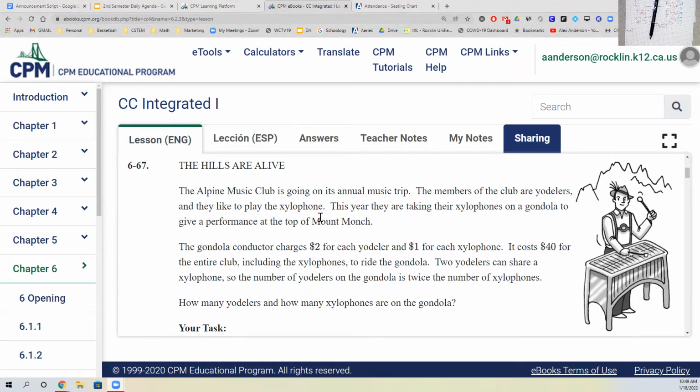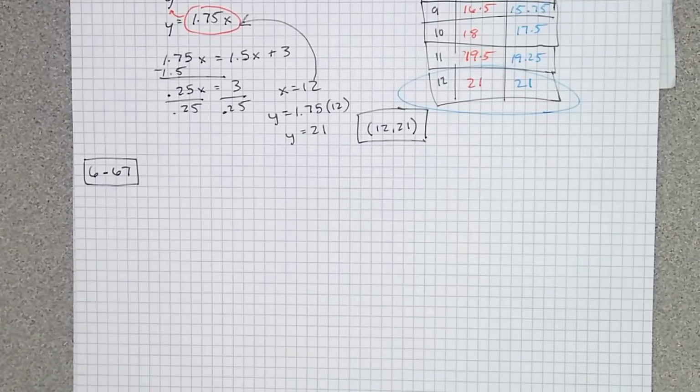Okay, so a lot of information. Let's focus on that second paragraph right there. Gondola conductor charges $2 for each yodeler, $1 for each xylophone, and it costs $40. 2 yodelers can share a xylophone, so the number of yodelers on the gondola is twice the number of xylophones. What I want you to do is try and take a second here and write an equation that's going to represent those 2 scenarios. All right, so how can we write our 2 different equations?